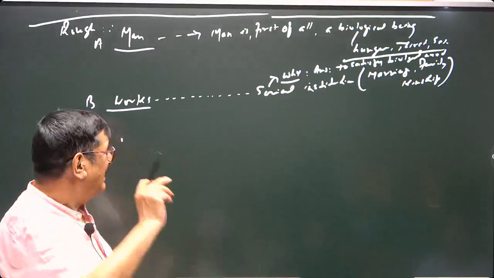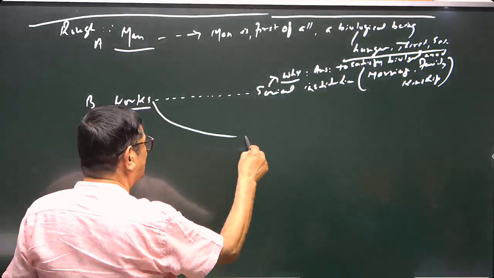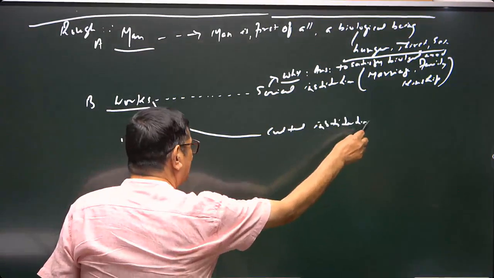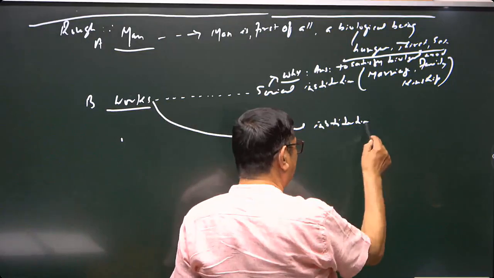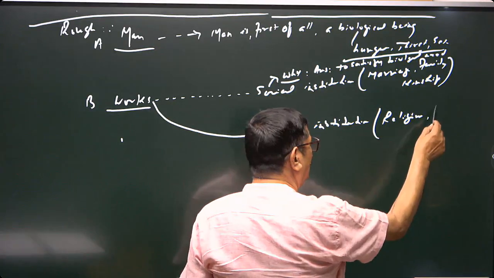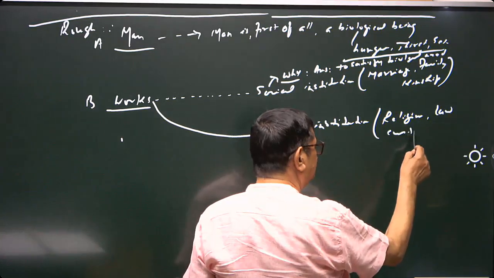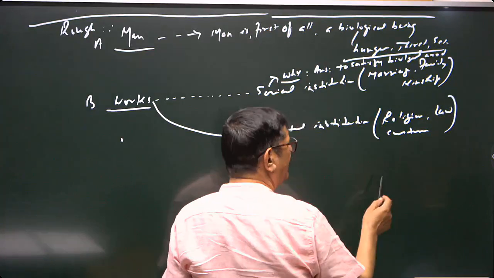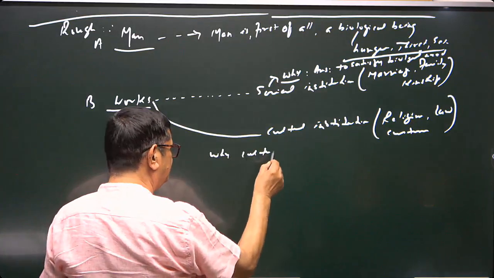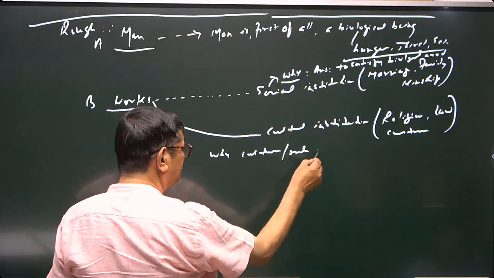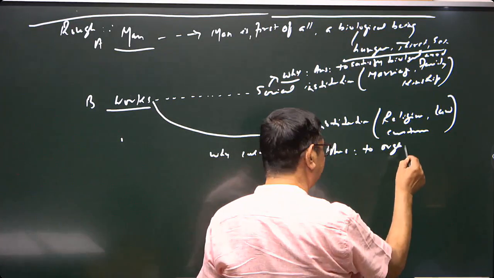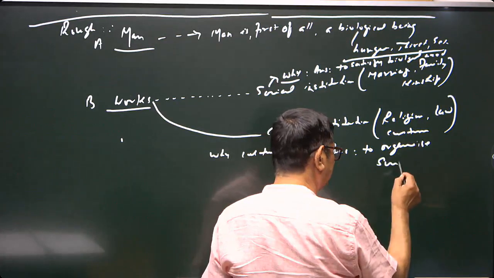You think, other than the man-made cultural life, cultural institution, cultural rule. Whatever you may say, institution, rule, man-made religion, law, custom, why culture or rule? The answer is to organize social life.